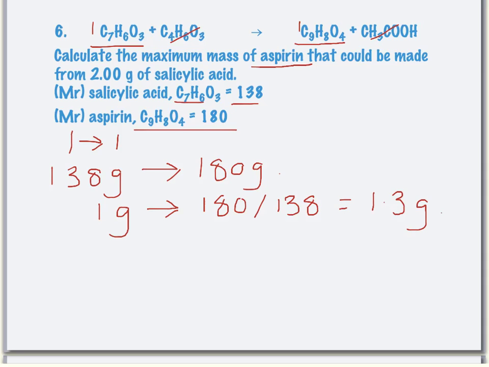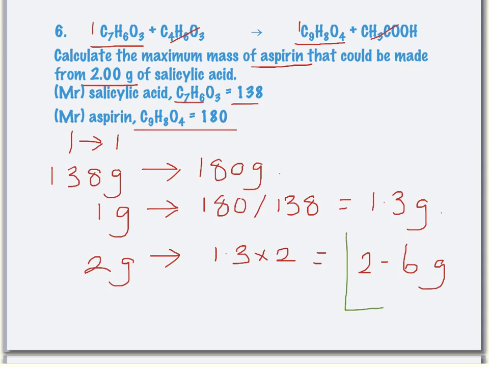We are being asked how much aspirin we will get from 2 grams of salicylic acid. So 2 grams will make us 1.3 times 2, which is equal to 2.6 grams. So, another example of working with equations. You can see it's relatively straightforward and not really something that you should be too worried about.